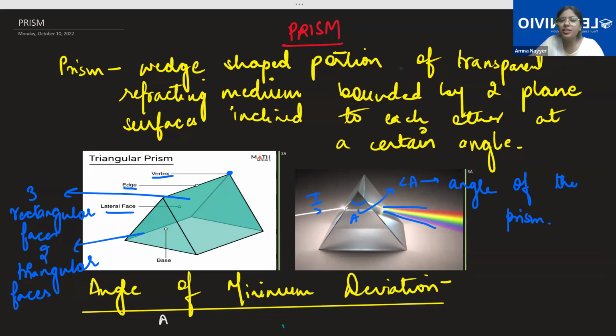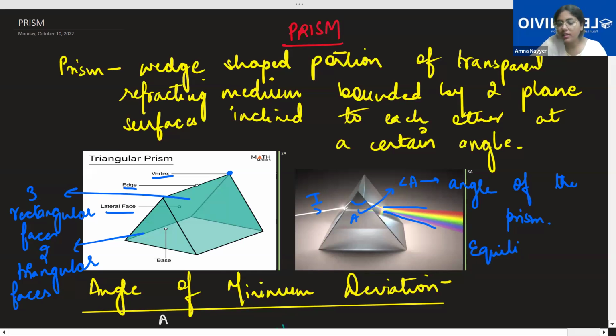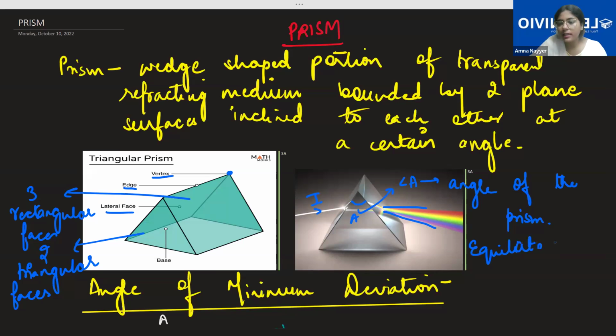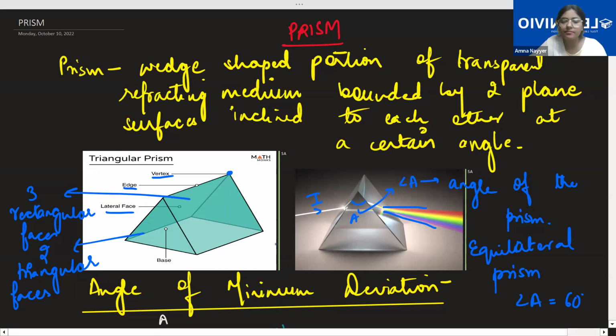So prism is what? A wedge-shaped portion of transparent refracting medium bounded by two plane surfaces inclined to each other at a certain angle, and that angle is known as the angle of prism. Like if we have an equilateral prism, this angle A will be equal to 60 degrees. It can vary: thin narrow prisms, thick prisms, equilateral prisms. Right?